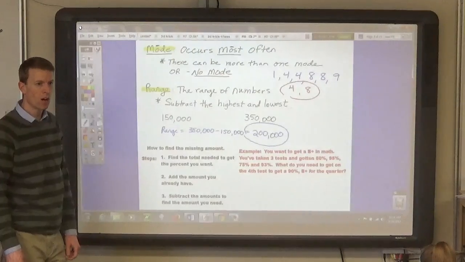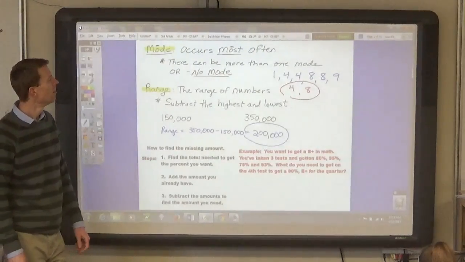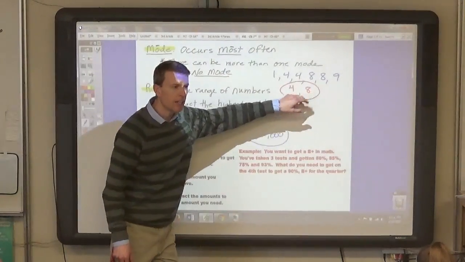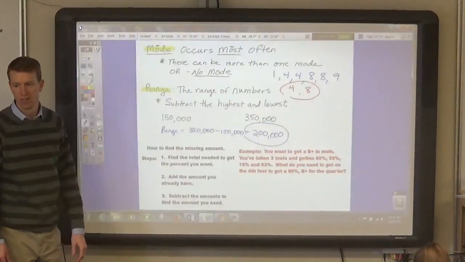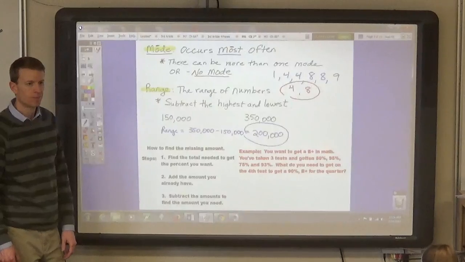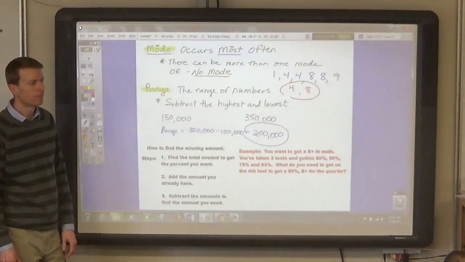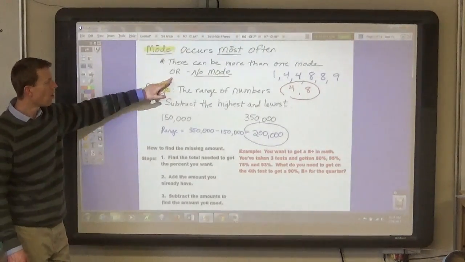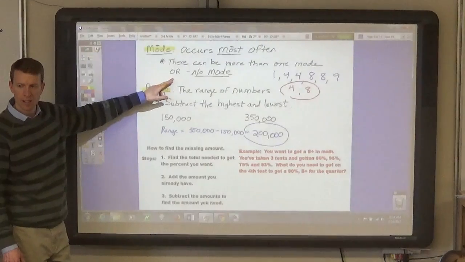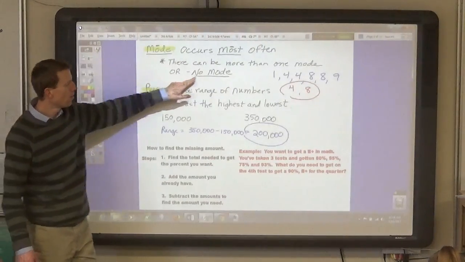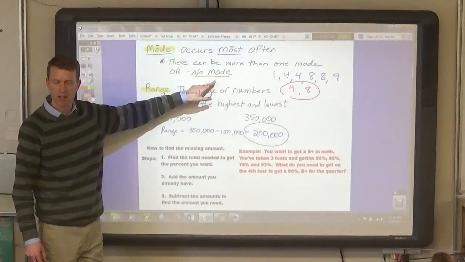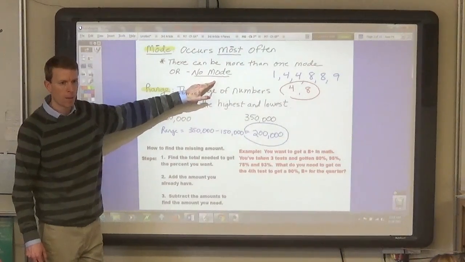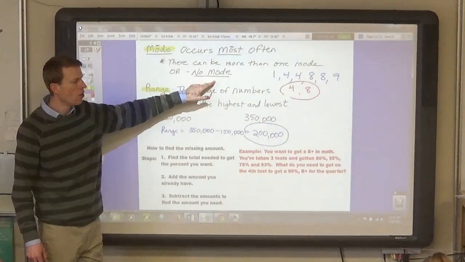Can there be more than one mode? Yes, it's 4 and 8. It's 4 and 8 because they both occur twice. Right? So there can be more than one mode. There could also be no mode. And underline that or highlight that in your notes. There could be no mode.